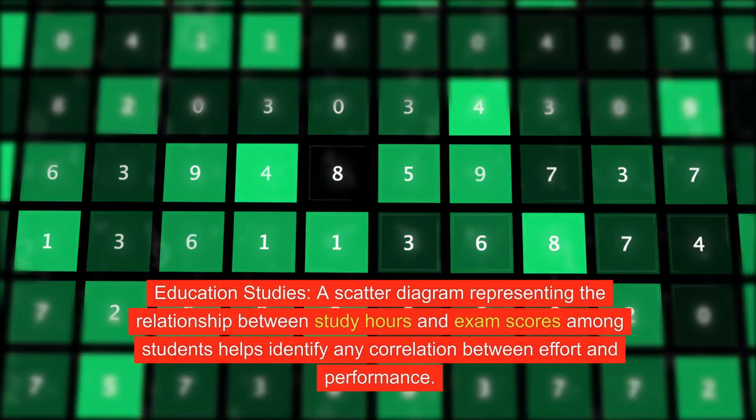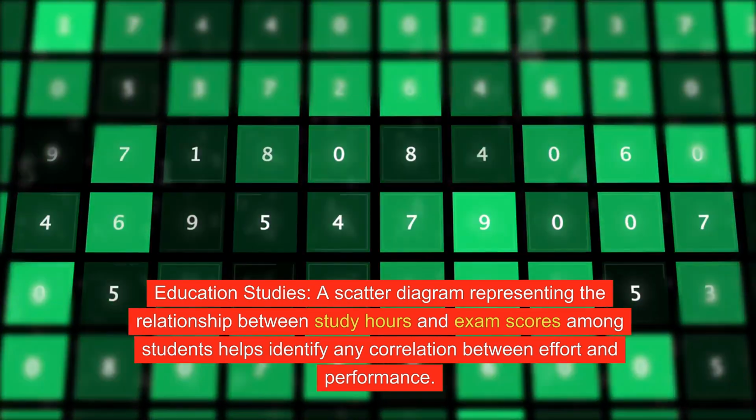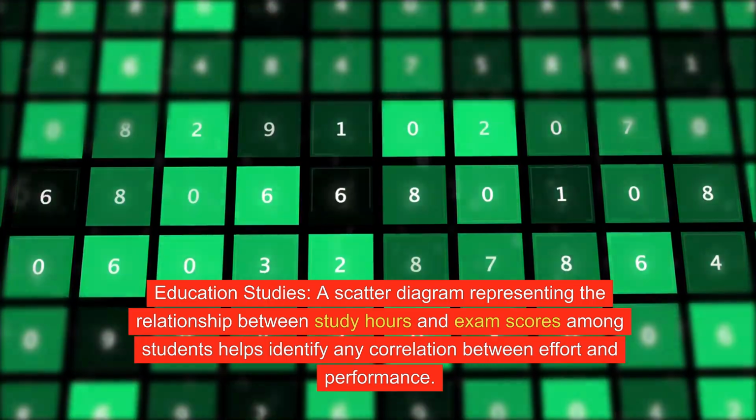3. Social sciences. Education studies. A scatter diagram representing the relationship between study hours and exam scores among students helps identify any correlation between effort and performance.